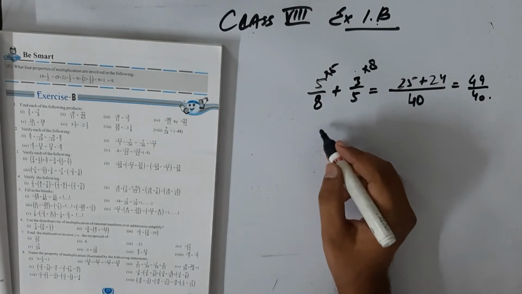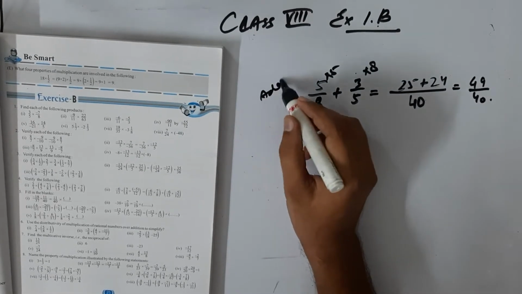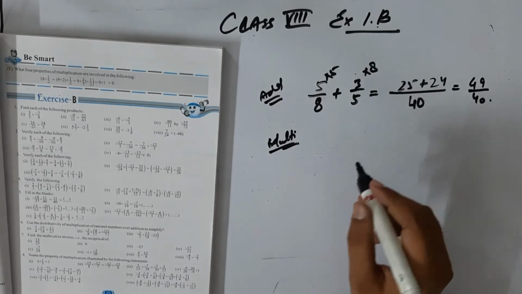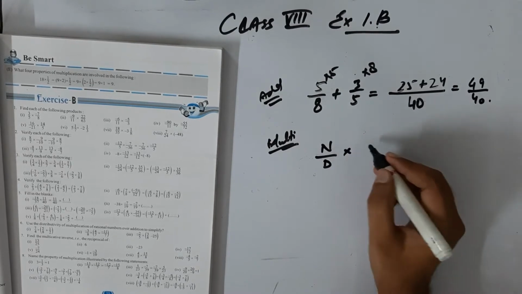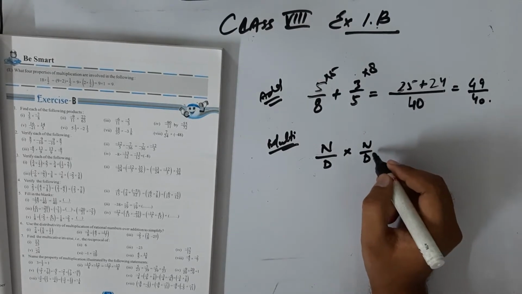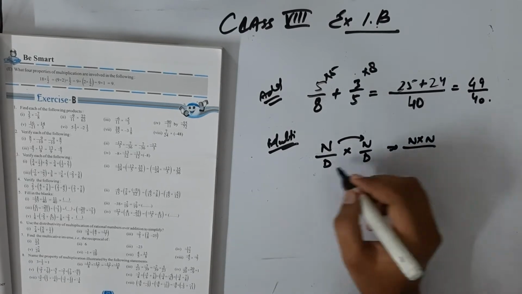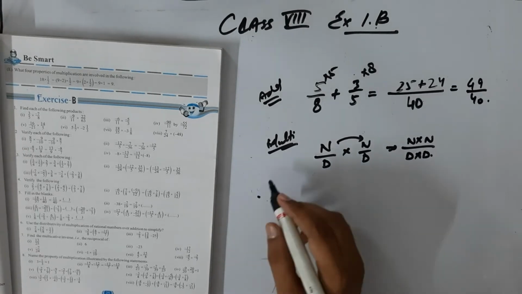Now we have another type of question. Here we call it multiplication. This one is for addition and subtraction, and now we will have multiplication. For multiplication, just remember, whenever we multiply any fraction with any other fraction, the numerator will be multiplied to numerator and denominator will be multiplied to denominator. Remember this, and the rest will be very easy.